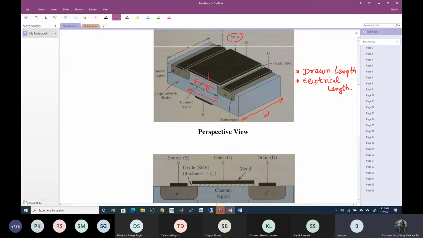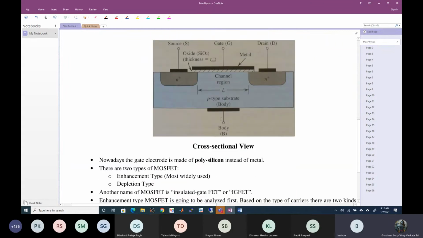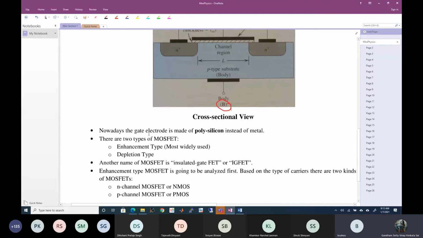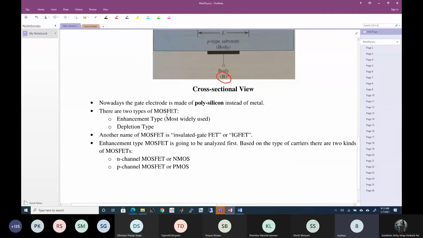Now this is the cross-sectional view. This is a 4-terminal device. Gate is one terminal, source the second terminal, drain the third terminal, and the body is the fourth terminal of the transistor. You already know all these things, I'm just repeating. Again, there are two types of MOSFET. One is the enhancement type, and the other is the depletion type.